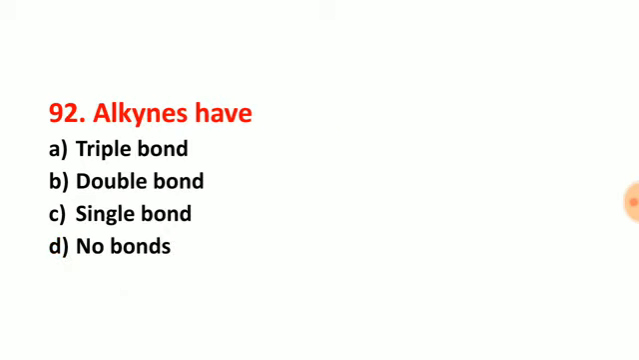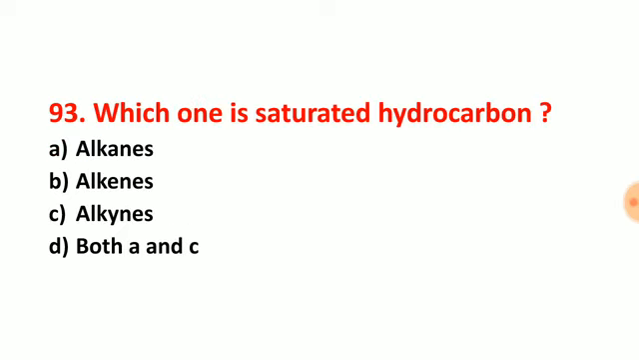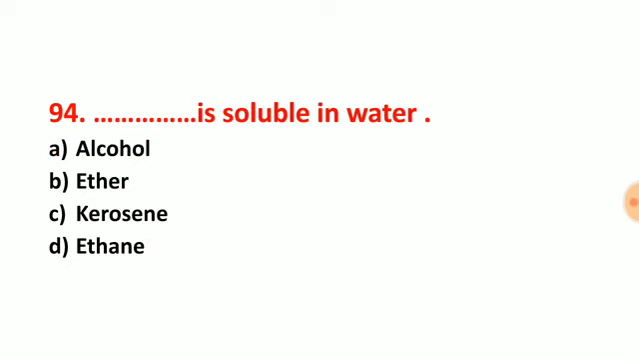Question number 92, alkynes have a triple bond. Question number 93, which one is a saturated hydrocarbon? Alkanes are saturated hydrocarbons. Alkenes and alkynes are unsaturated hydrocarbons. Question number 94, alcohol is soluble in water. We know that we mix some water in alcohol and then we start to celebrate different occasions.